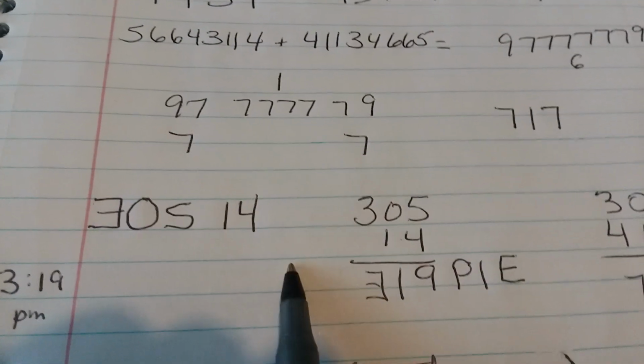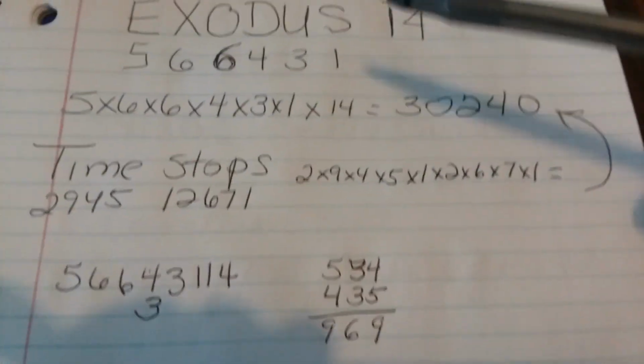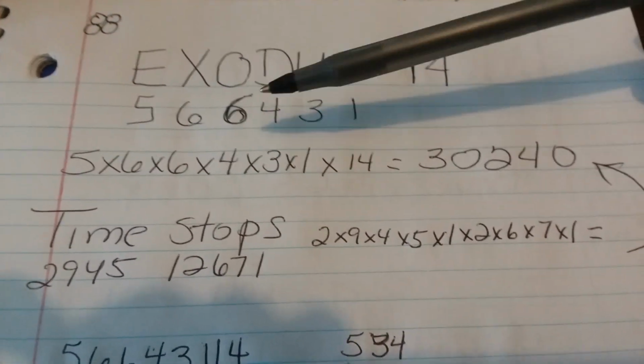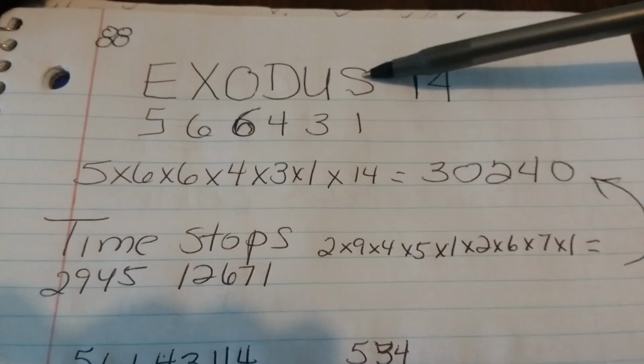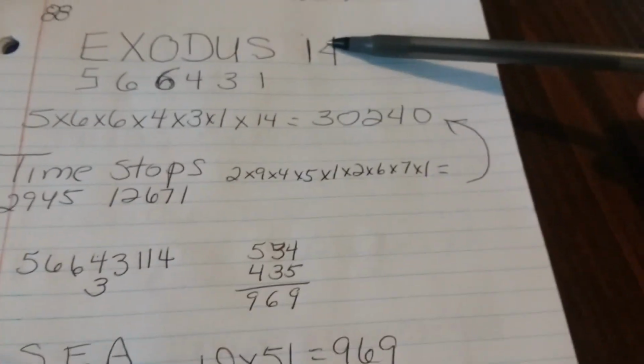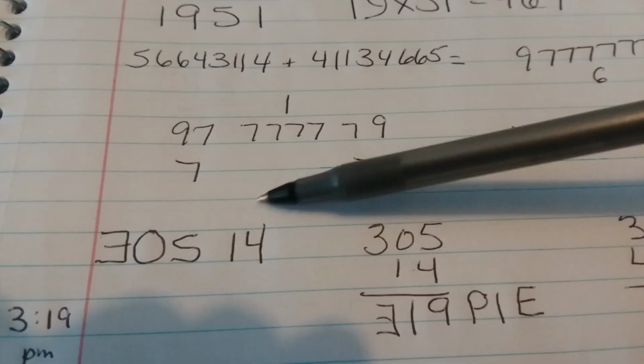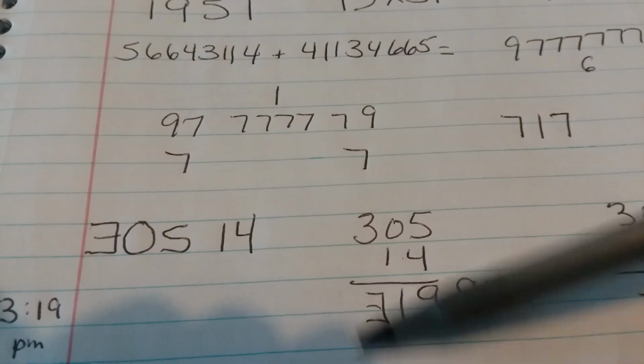Another thing I did too was I took the letters up here, the letters that make numbers, like E, if you turn it makes a 3. The O makes a 0. The S looks like a 5. Then you've got your 14, so you get 305 and the 14. So if you add 305 plus 14, it's going to equal 319.